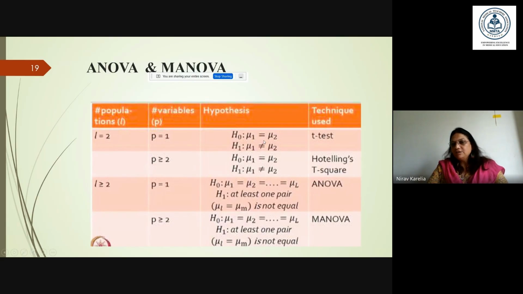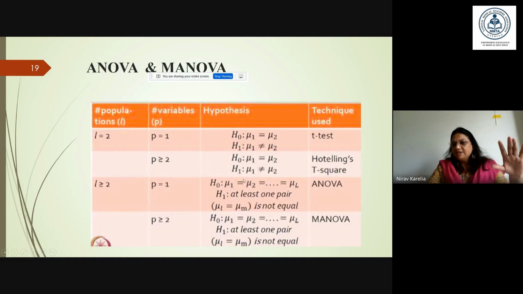So this is a hypothesis for one population: I say that my sample will represent the actual population, so the sample mean is equal to the population mean. But when there are two populations, I say that mu1 is equal to mu2. This is my null hypothesis: both are the same. And the alternative hypothesis: both are not the same.